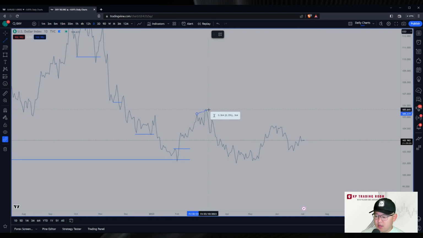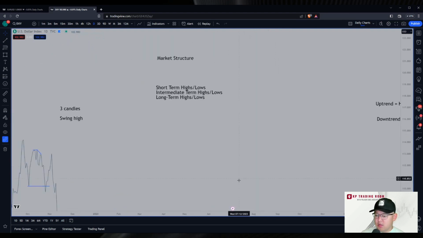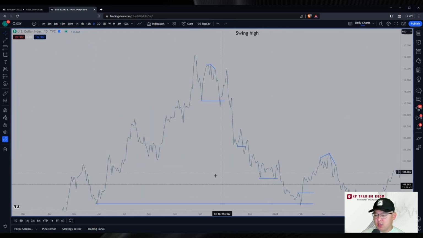Right. So currently we can see that this market structure on the dollar index, we're still pretty bearish on. Like we have this short-term high that's in place. And until we get above there, I'm expecting lower prices still. Right. So we have this, even this short-term high in here. So that's essentially how you can read market structure.